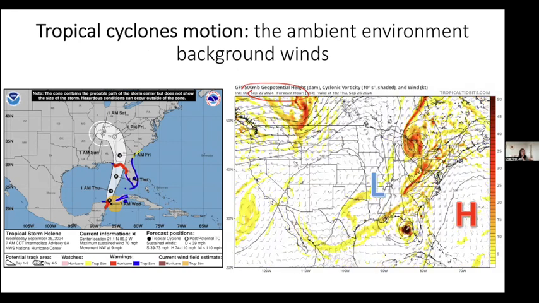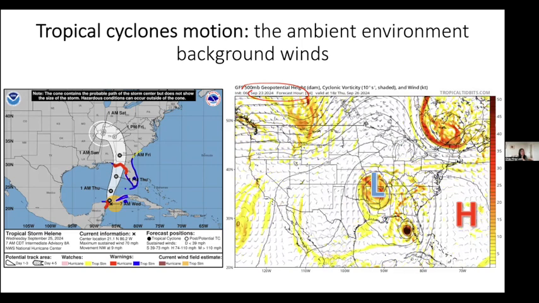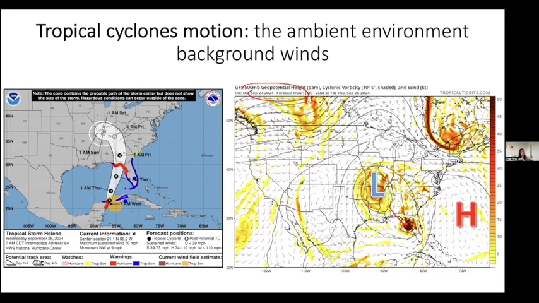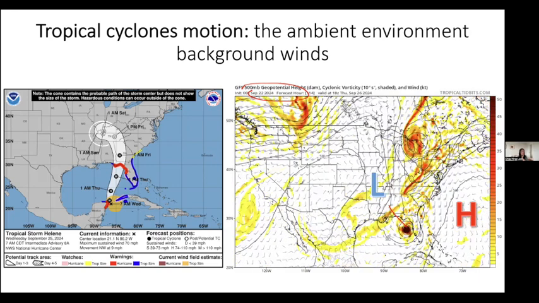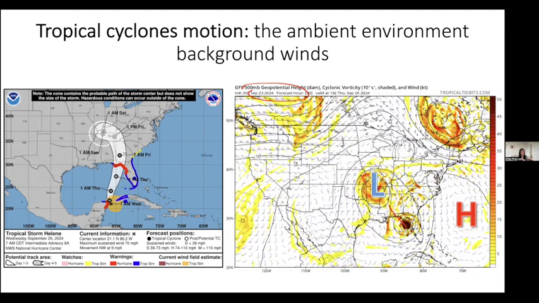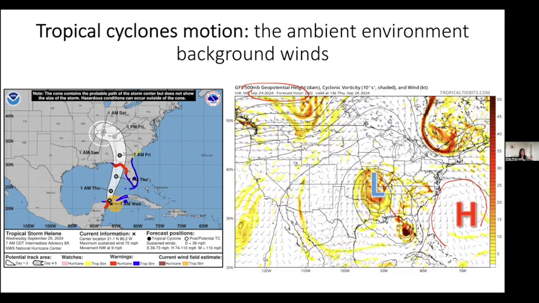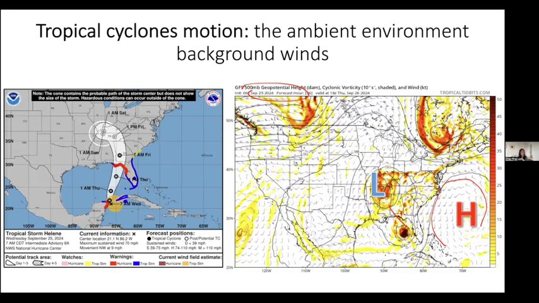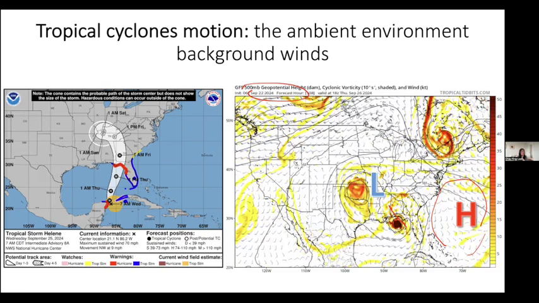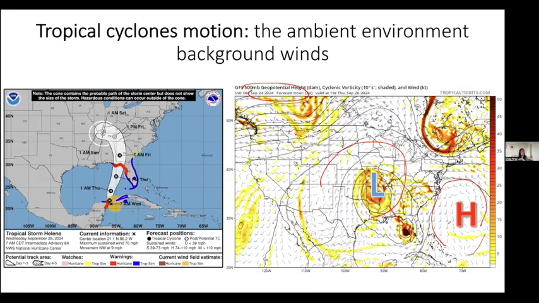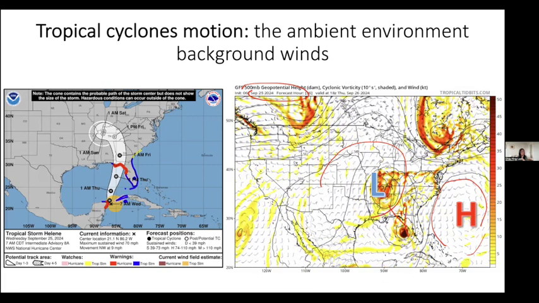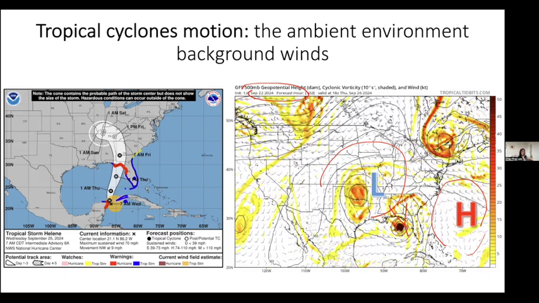So there's a hurricane here, but whether it goes towards here or towards the other direction is based on the background, where there's a high pressure here, and there's a low pressure on the other side. So these two together will shift the storm towards this direction.